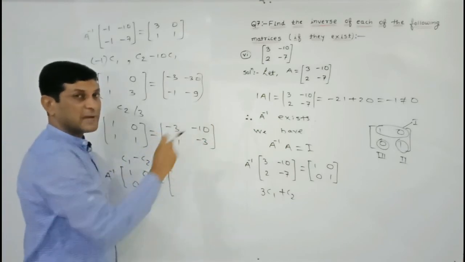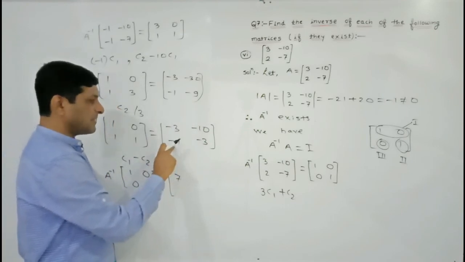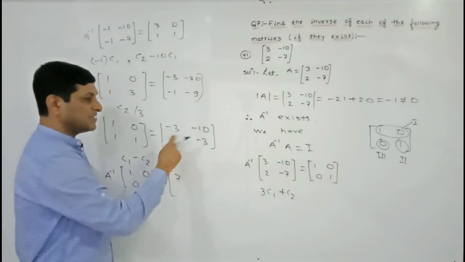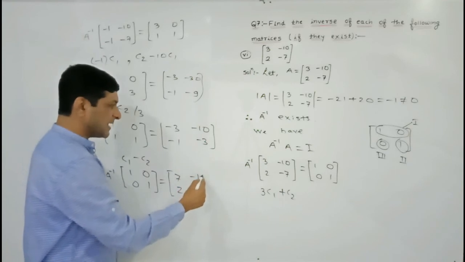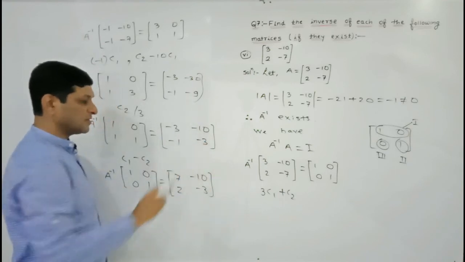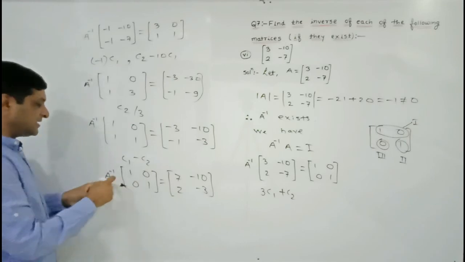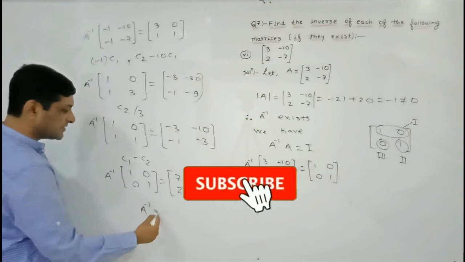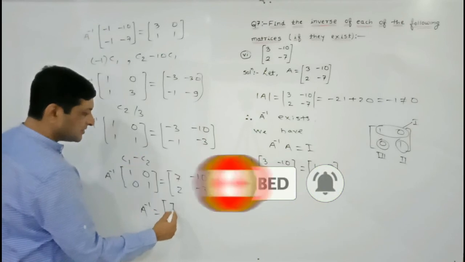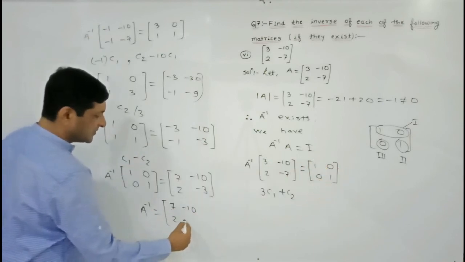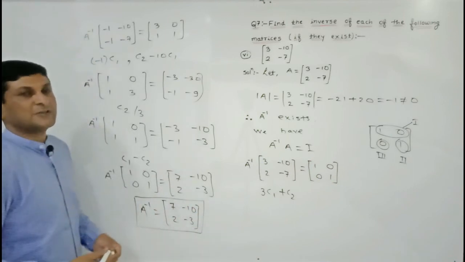Minus 3 minus minus 10 means plus 10. Minus 3 plus 10 is 7. Again minus 1 minus minus 3 means plus 3. Minus 1 plus 3 is 2. And on this side, minus 10 minus 3 means keep the elements of the second column as they are. So here we have converted this matrix into the identity, and whatever new matrix we have got on this side will be the required value of A inverse. In this way we have got the value of A inverse applying the column transformation method.